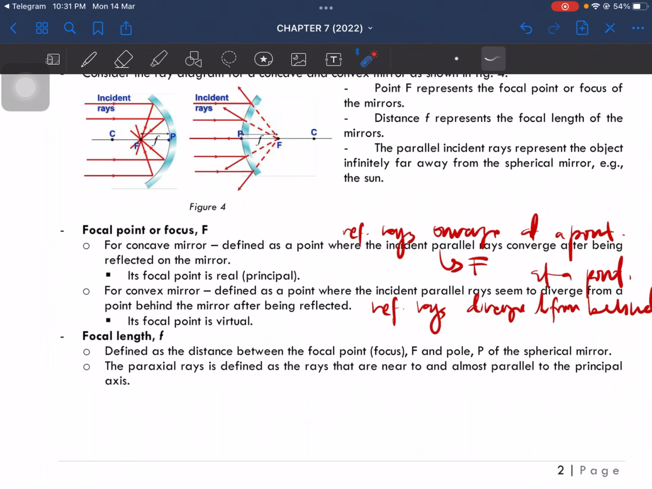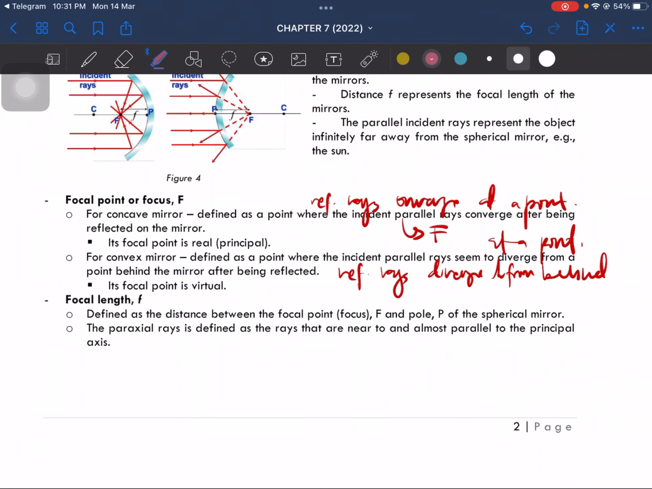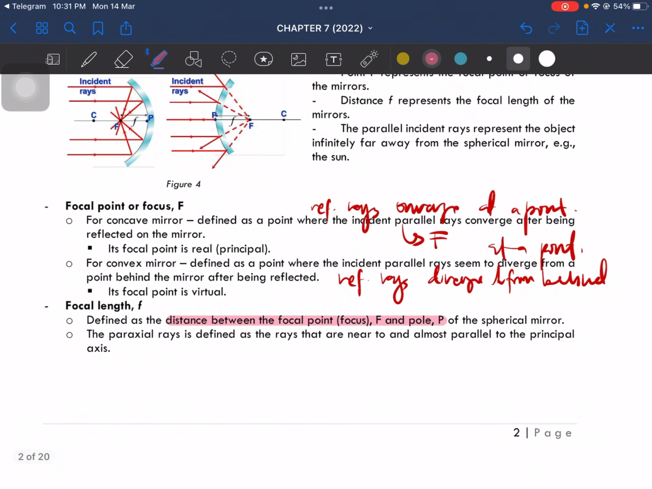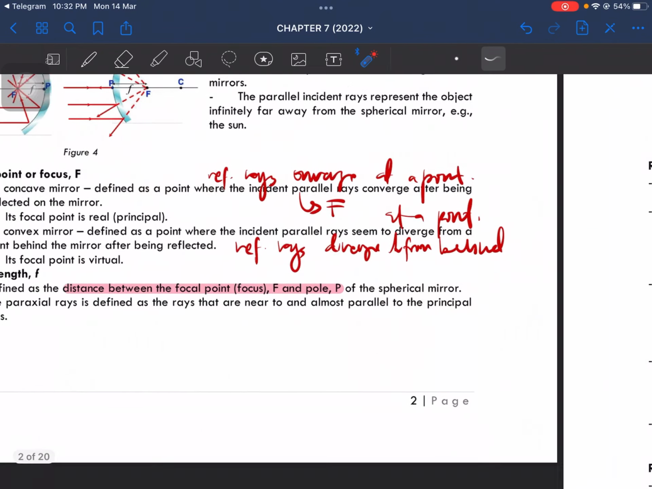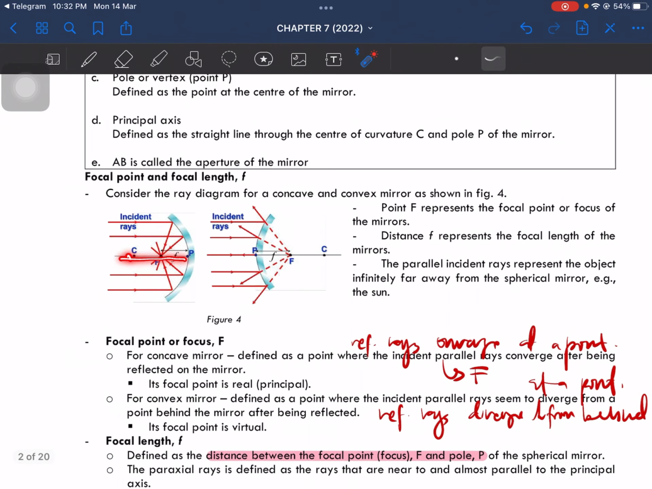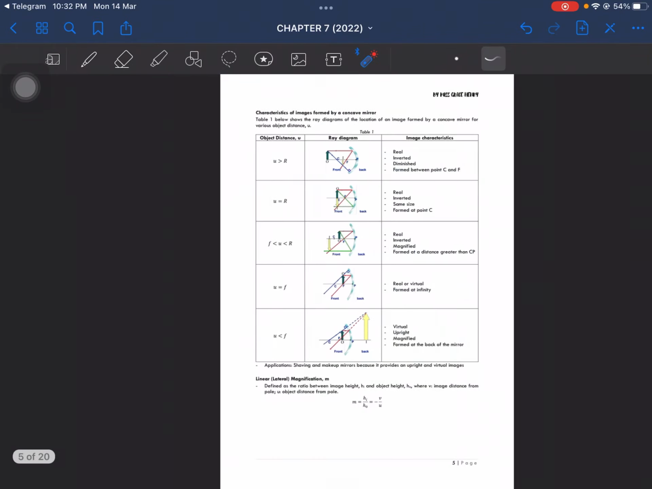Now the focal length, the small letter f, is the distance between the focal point and the pole of the spherical mirror. So it is not the radius of curvature, it is the distance between P and capital F. The paraxial rays are defined as the rays that are near to and almost parallel to the principal axis. If there is a ray that is almost parallel to the principal axis, it is known as a paraxial ray. Okay, is it okay?